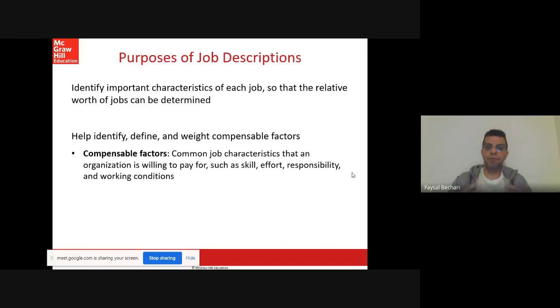So identifying the important job characteristics of each job helps identify, define, and weight the compensable factors. The compensable factors are common job characteristics that an organization is willing to pay for, such as certain skills, certain effort, certain responsibility, and working conditions. And these are issues that affect the salary.